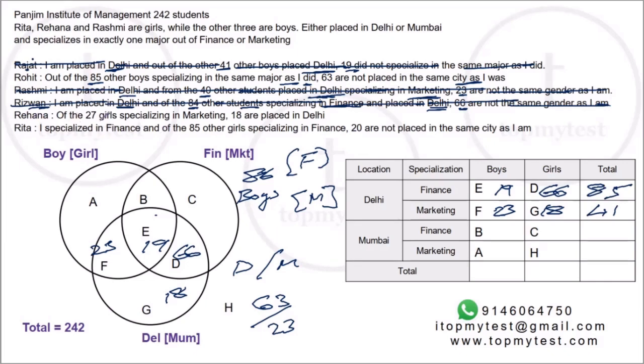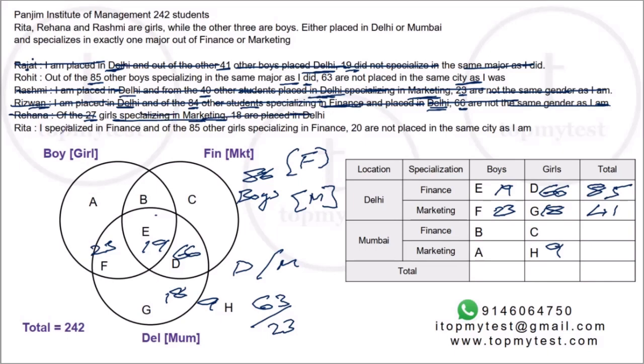Next one, Rehana says, out of 27 girls specializing in marketing. So girls marketing is 27. Girls marketing will be outside of boys, outside of this. So G and H is 27. 18 are placed in Delhi. We already know, so H should be 9. Right, so G is 18, we already know that.